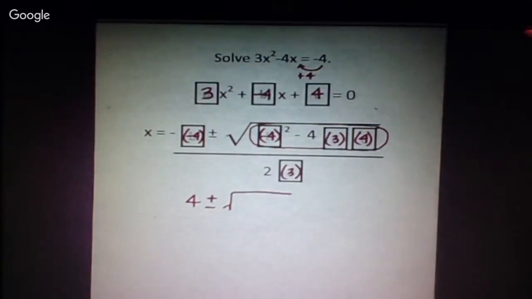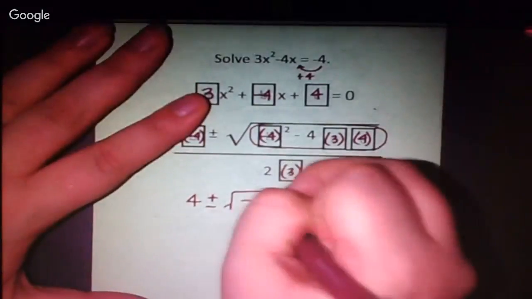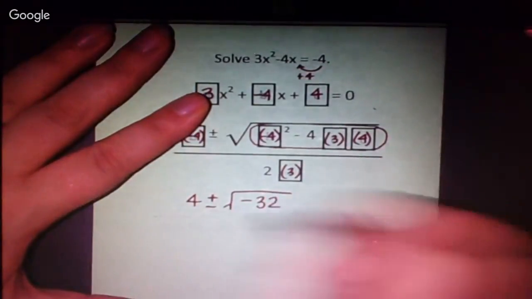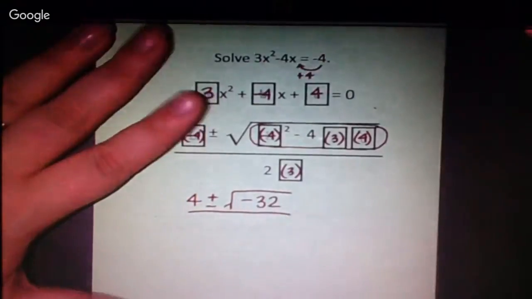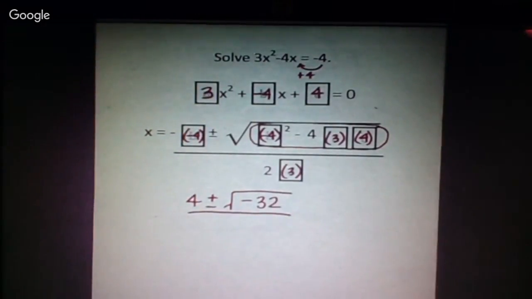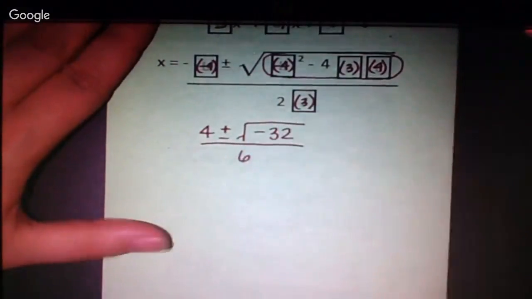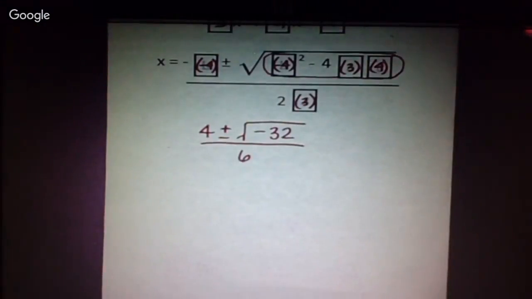I need to figure out what that number is. -32. Okay, -32 divided by, in the bottom I've got 2 times 3, which is 6. Okay, so if my discriminant is negative, that means we have what? No solution. No real solutions.